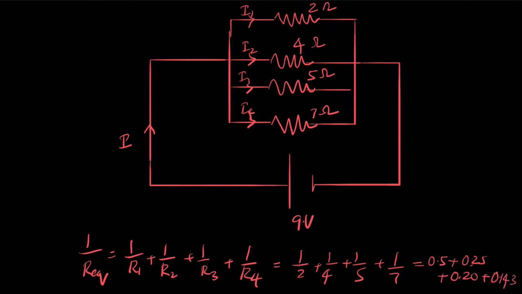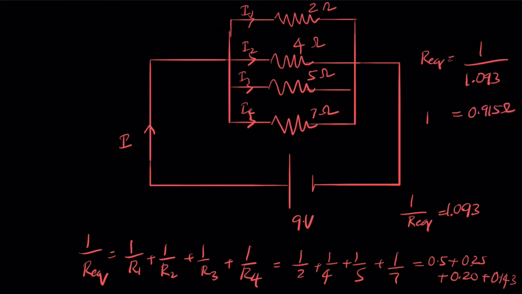So adding all of these up, you have 0.5 plus 0.25 plus 0.20 plus 0.143. So the 1 by R equivalent here becomes 1.093. R equivalent now becomes 1 by 1.093, which becomes 0.915 ohm. So this is the equivalent resistance in this circuit.